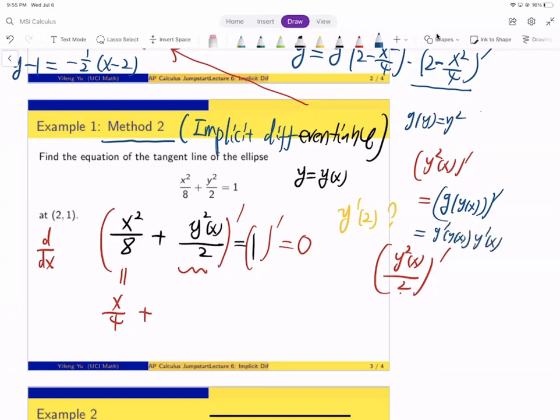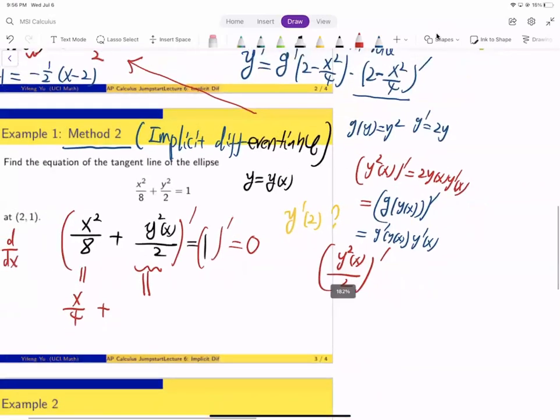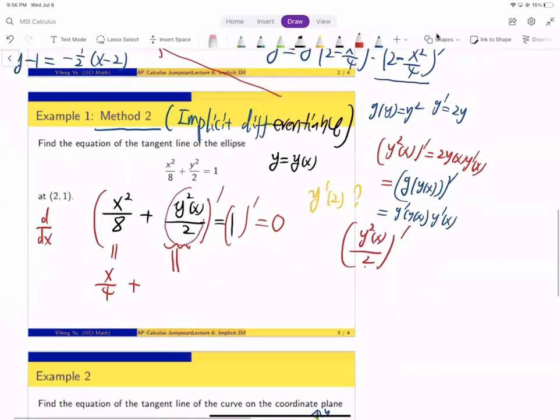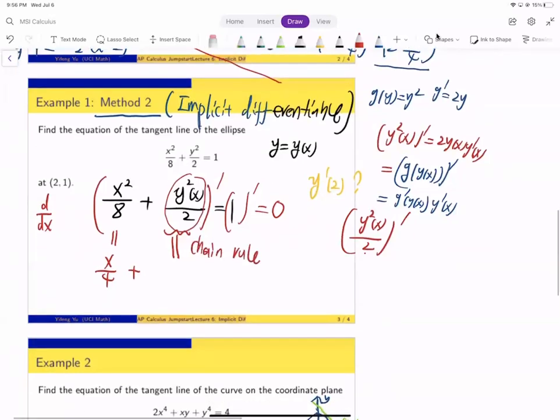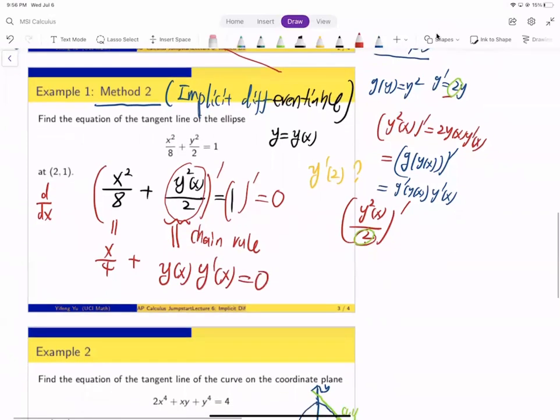The g prime here is just equal to 2y. So the derivative of this is 2y(x) times y prime(x). That's what we get here. We get the derivative of the term by the chain rule again. This 2 and this 2 cancel each other, and we have y(x) times y prime(x) equals 0.